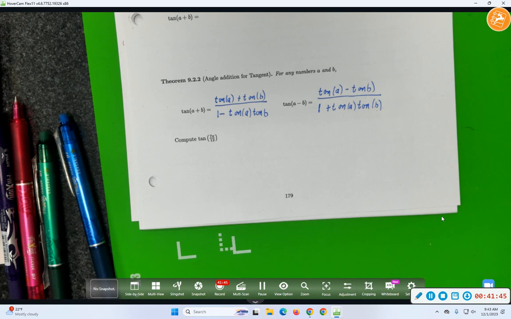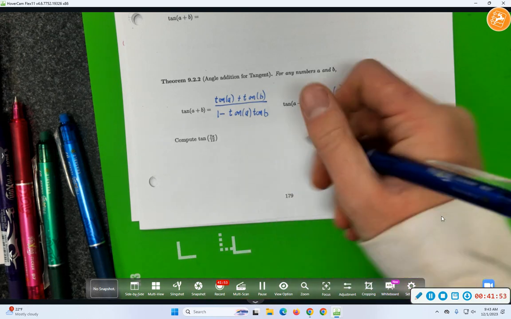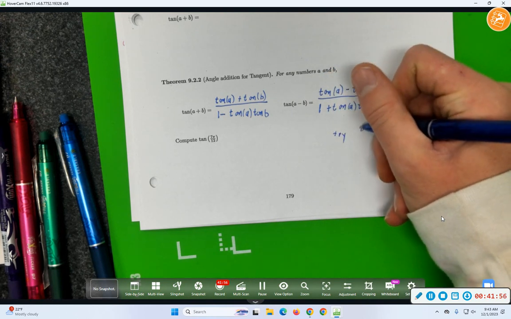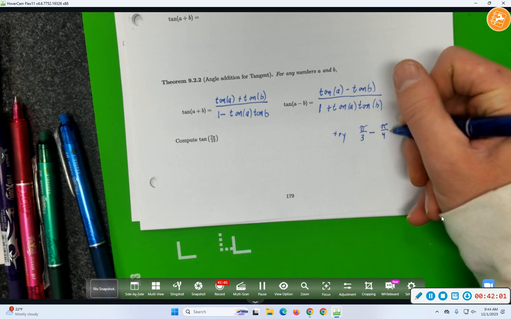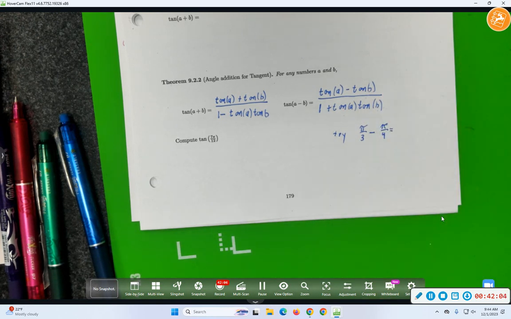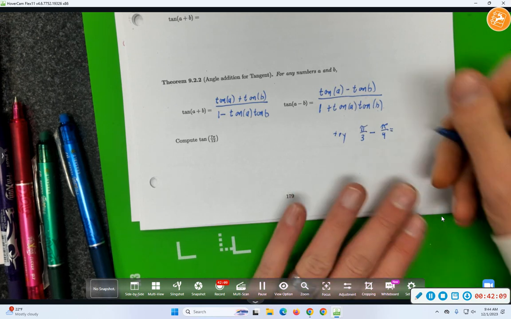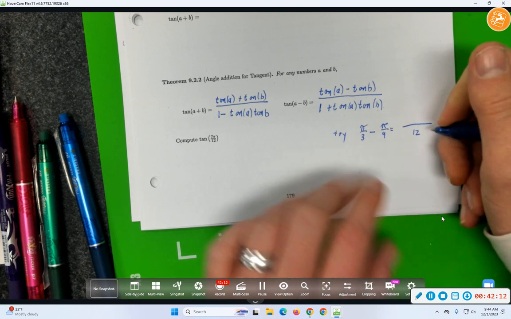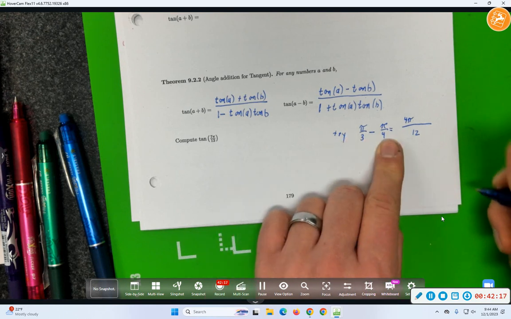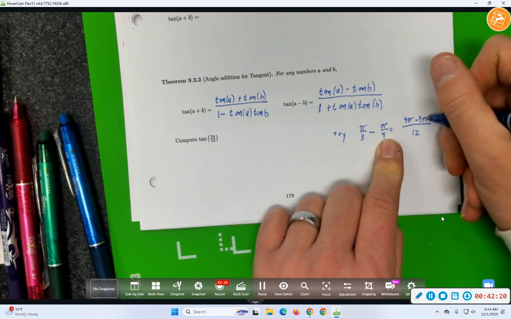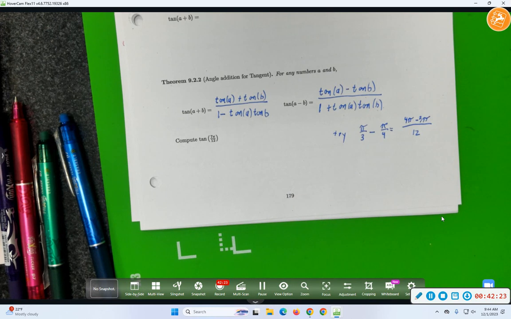And let's just try two angles. I don't know. I'm going to do some that are wrong. Let's try pi over 3, I don't know, minus pi over 4, and just see what happens. What's the common denominator between those two? 12. That's good. This will become 4 pi over 12 minus 3 pi over 12. Does that work out to 7 pi over 12?